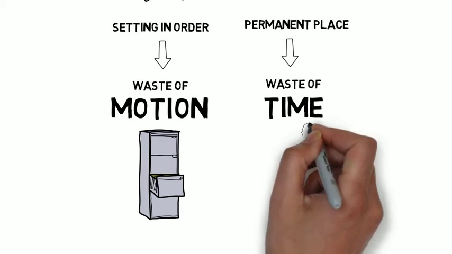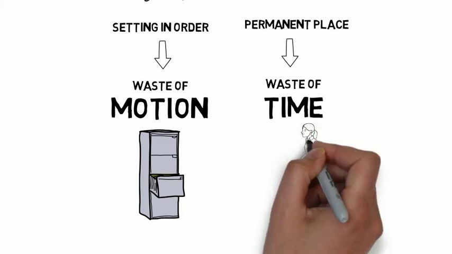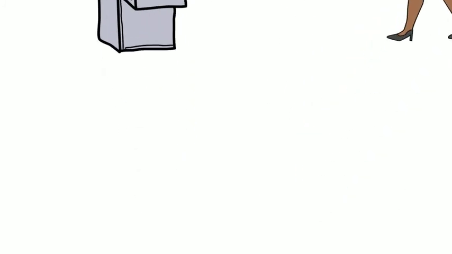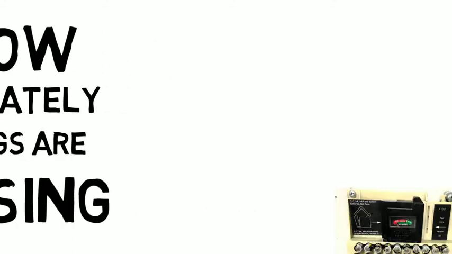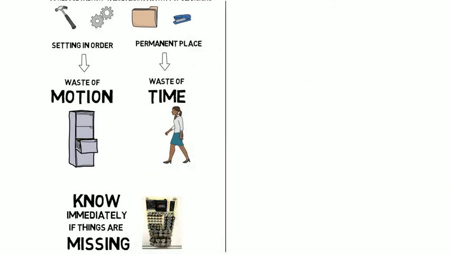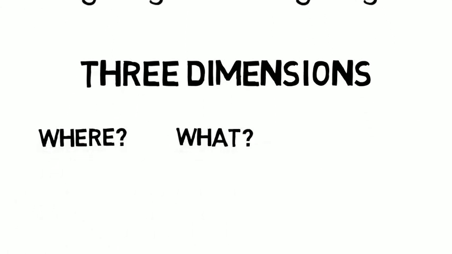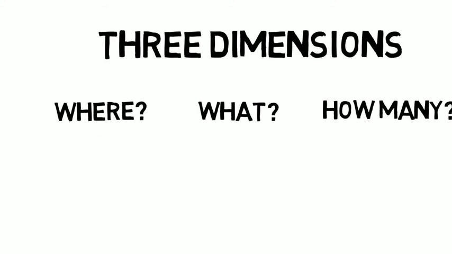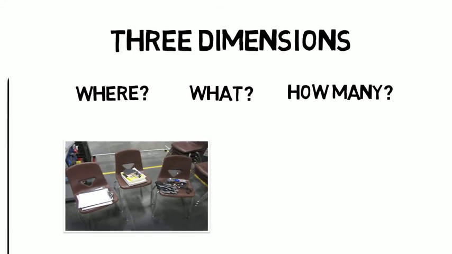By setting things in order, you'll be able to find things faster, and you won't have to walk as many steps to get them. You will also know immediately if things are missing, so you'll know if you need to find or replace them. There are 3 dimensions to setting in order: where, what, and how many. Let's look at the team lead's desk again with these 3 dimensions in mind.